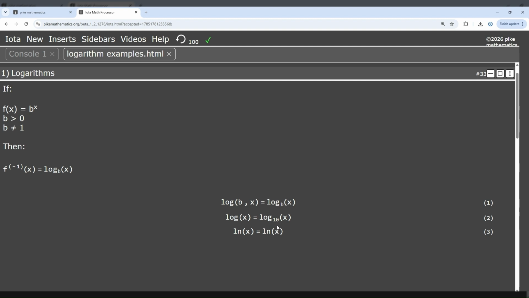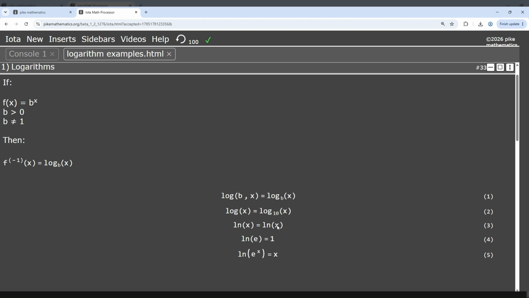So in general, the system doesn't fully understand the significance of the letter e, but there are some exceptions to that. For example, we've programmed it to understand that the natural log of e is 1. And we've programmed it to understand the natural log of e to the x is equal to x. So e is treated a little differently than some of the other letters of the alphabet.